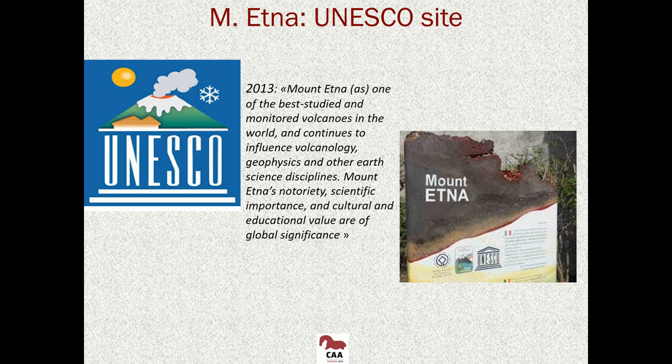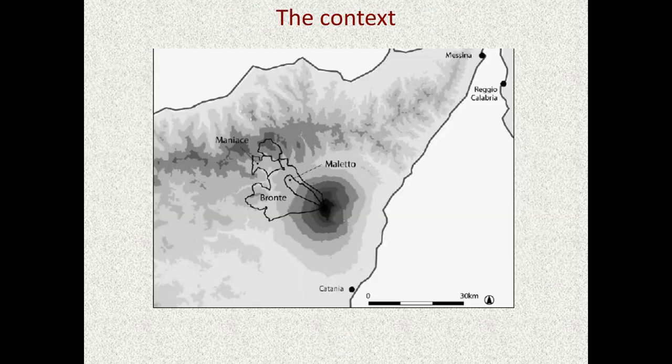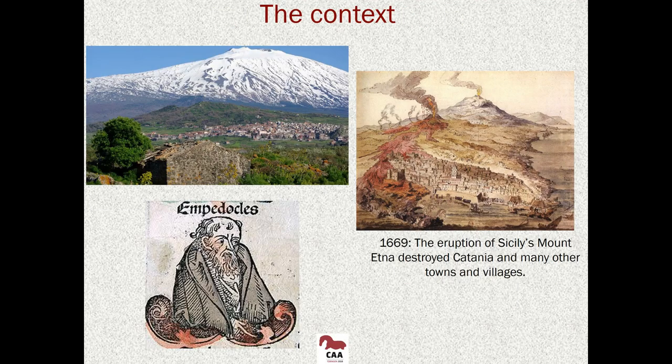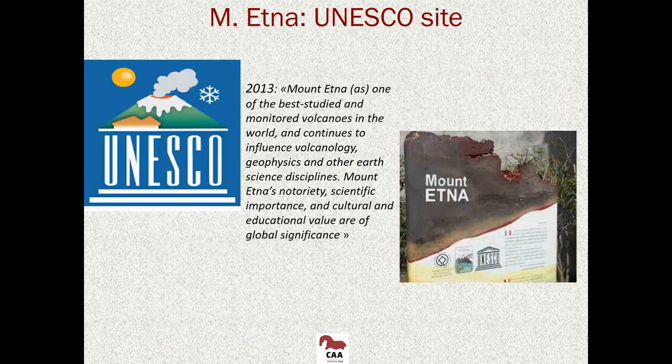Thanks to its great naturalistic interest from a geologic, floristic, vegetation and fauna point of view, the entire area belonging to Etna Park has been identified by the European Union as a site of community importance. The final result is a unique landscape that includes elements from traditional human activities around the volcano, this combination of volcanic peculiarities and specific geomorphological Etna characteristics. As you can see, Etna is also a UNESCO site since 2013.